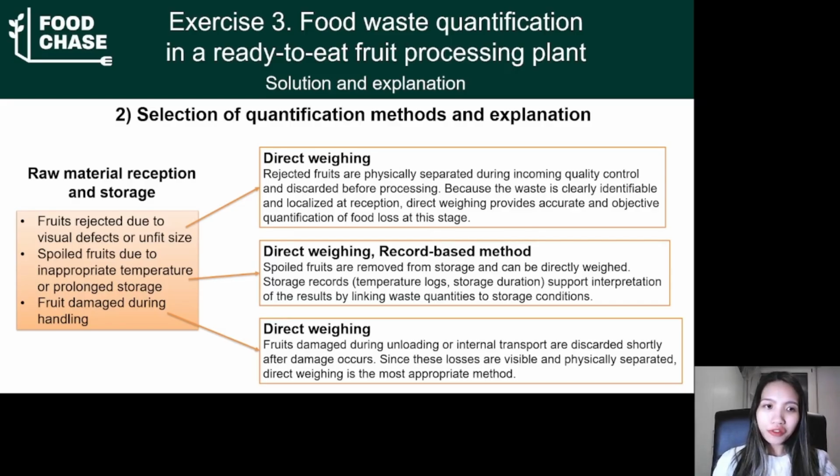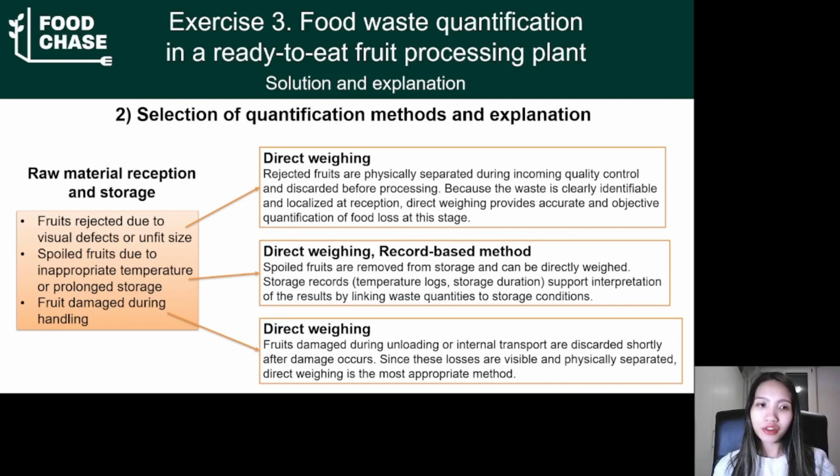Spoiled fruit due to inappropriate temperature or prolonged storage. This kind of waste is removed from storage immediately and can be directly weighed using the direct measurement method. The storage records like temperature logs or storage duration data can support the interpretation of the result by linking the waste quantity to the storage condition.